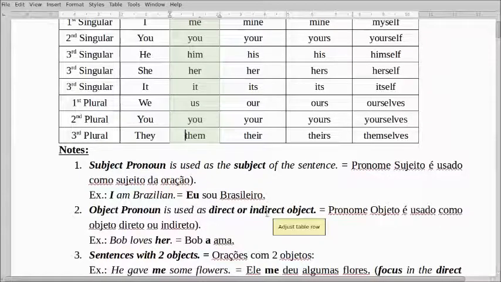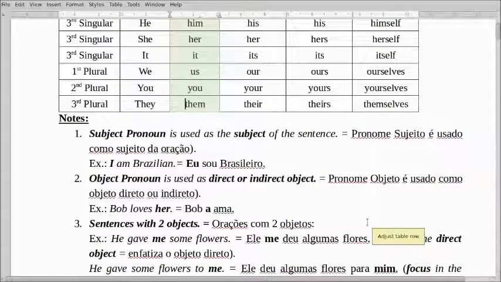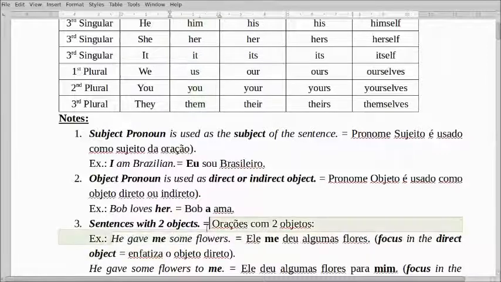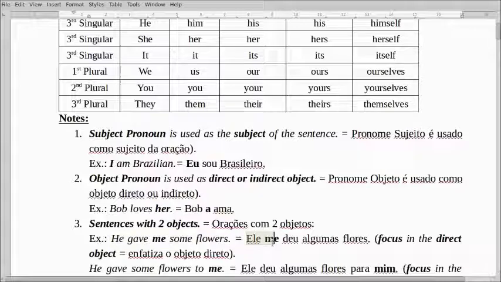Sentences with two objects. Orações com dois objetos. For example, por exemplo, he gave me some flowers. Ele me deu algumas flores. If we put me after the verb, se colocarmos o me depois do verbo, we will give focus in the direct object. Nós daremos foco, enfatizaremos o objeto direto.